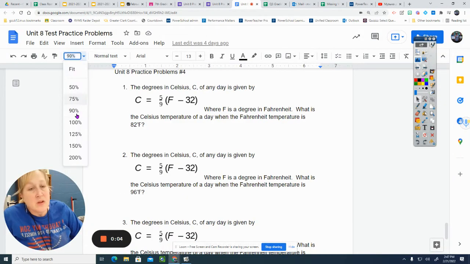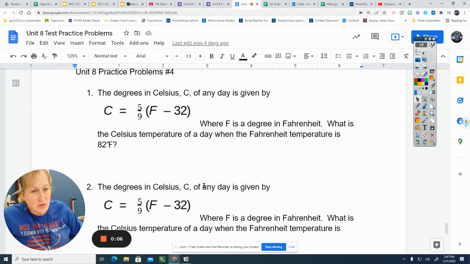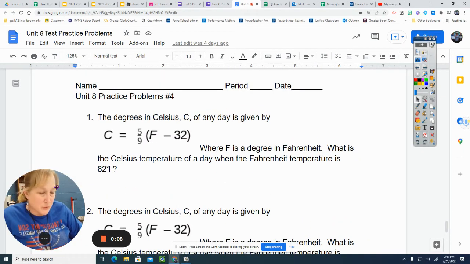So we are going to do practice problems number 4. And I know that everybody is going to flip out because it has a fraction. Not a huge deal. We are just going to read it and approach it the way that we normally approach it. So I'm going to read it.